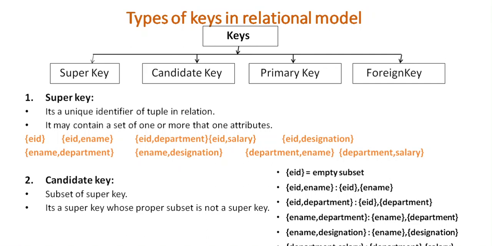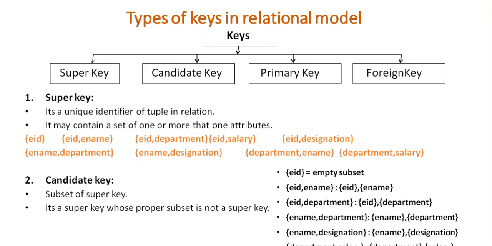Similarly, let's take another example, department and salary. Now this combined is a super key. If you take the subsets of this combination, the subsets will be department as one subset and salary as another subset. Here, department alone is not a super key, and salary alone is again not a super key. So if you combine these together, department and salary, this combination is a candidate key.